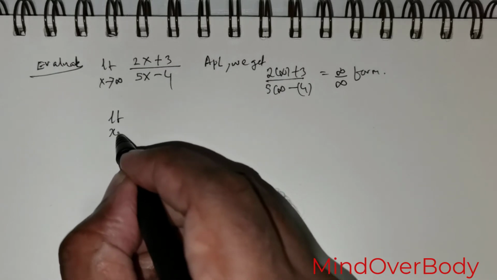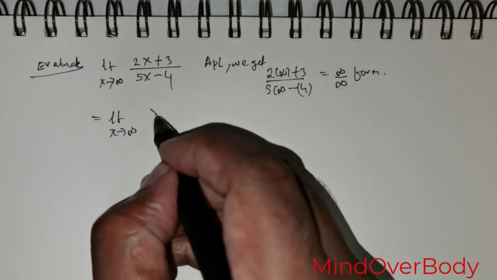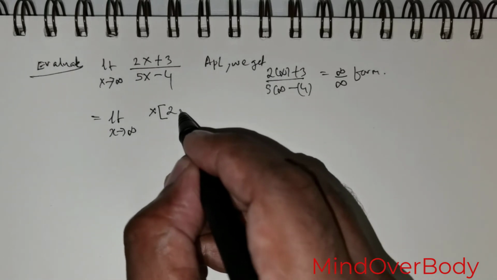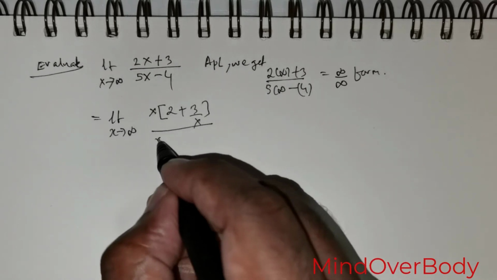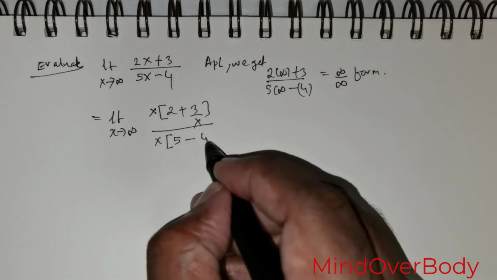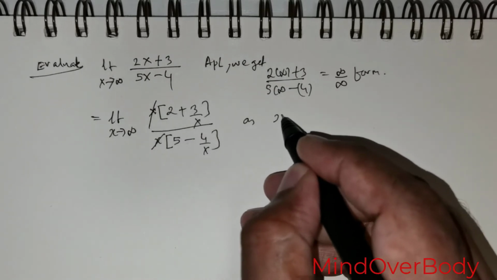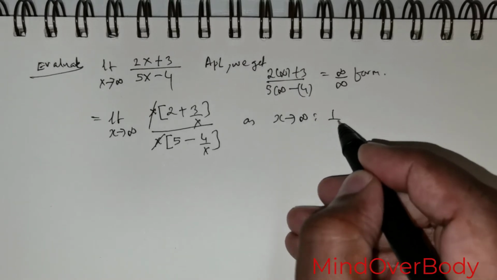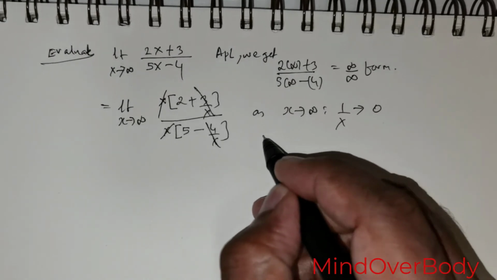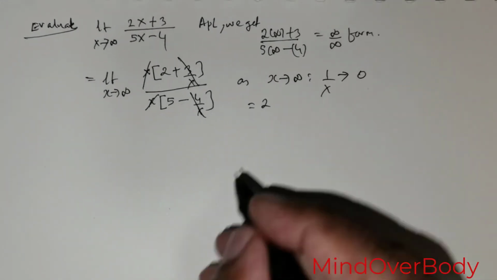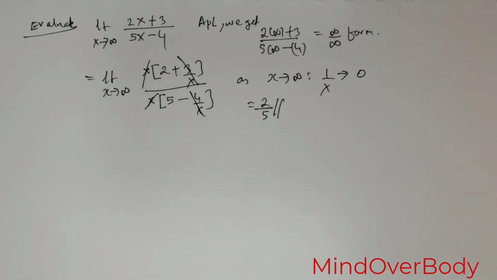Now what I'm going to do, I'm going to retain limit x tending to infinity as it is, and I will take an x out. If I take x out, I will get 2 positive 3 over x, divided by, I'm going to take an x out, 5 negative 4 over x. x and x can be cancelled. Now as x tends to infinity, 1 over x will tend to 0. So this will be 0, this will be 0, and we are left with 2 over 5. So this will be the solution. Now this is method 1.